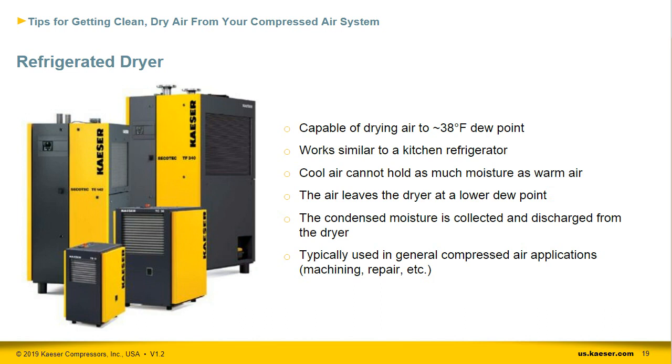In a nutshell, a refrigerated dryer uses the compression and expansion of a refrigerant to cool down one side of a heat exchanger. Compressed air then flows through the heat exchanger and is cooled down. Because cool air cannot hold as much moisture as warm air, moisture condenses and then falls out of the compressed air. The dryer then removes this liquid condensate from the system, leaving relatively dry compressed air to be used as needed.